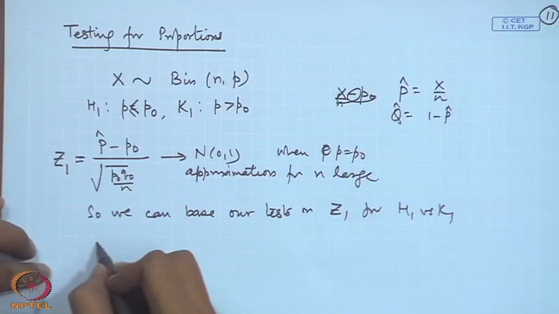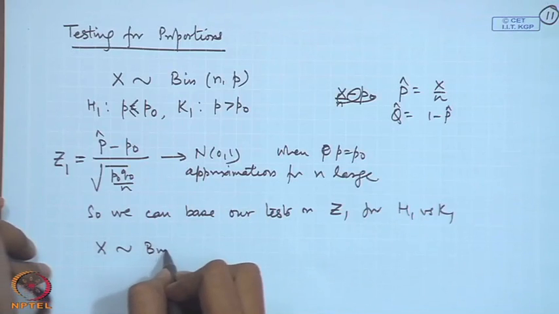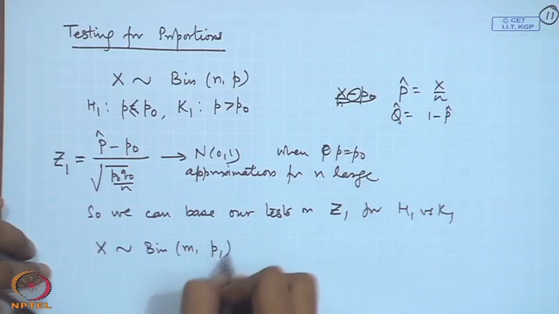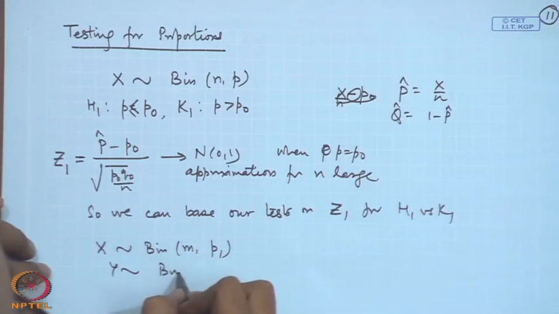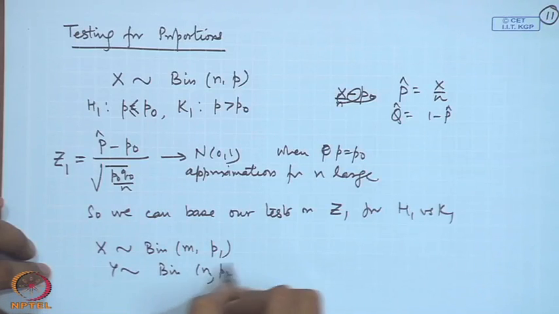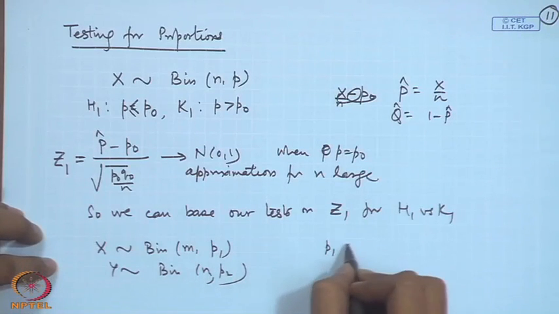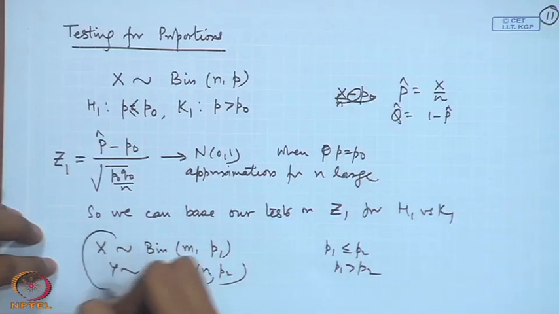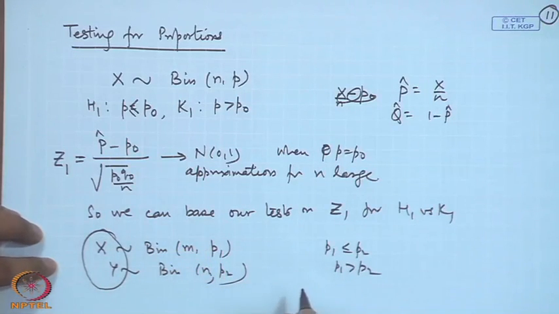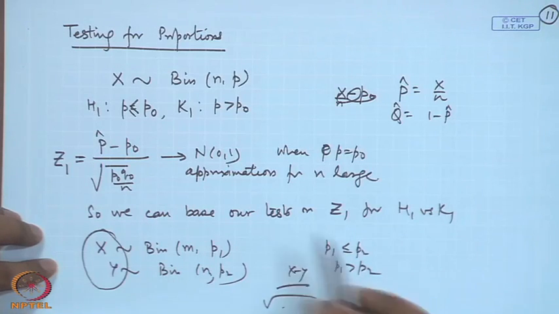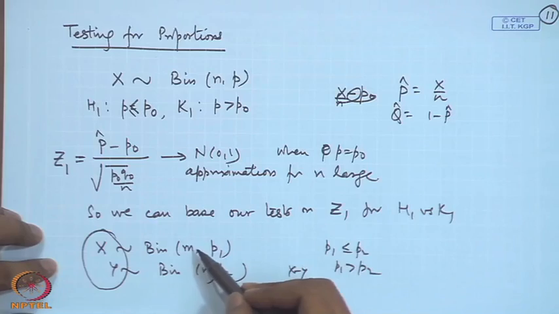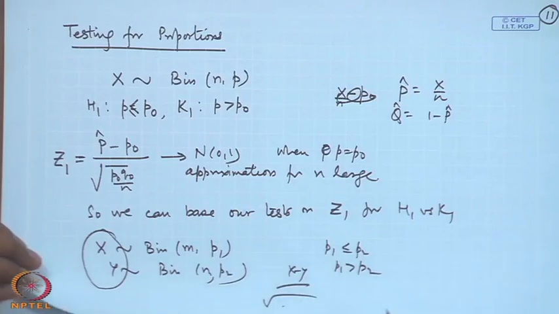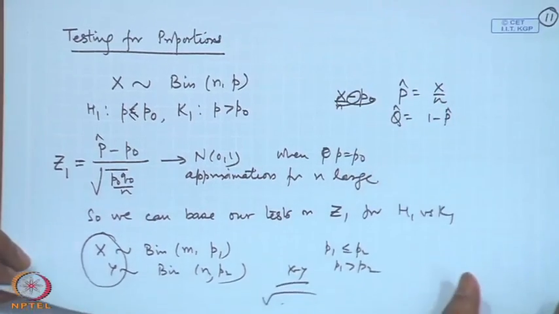We can also consider this situation: x following binomial m p 1 and y following binomial n p 2, and we may like to compare p 1 less than or equal to p 2, p 1 greater than p 2, etcetera. So, we can consider tests based on the differences x minus y, and then we can consider the p 1 q 1 by m etcetera. So, all those things can be done. I am not spending too much time on this problem here.